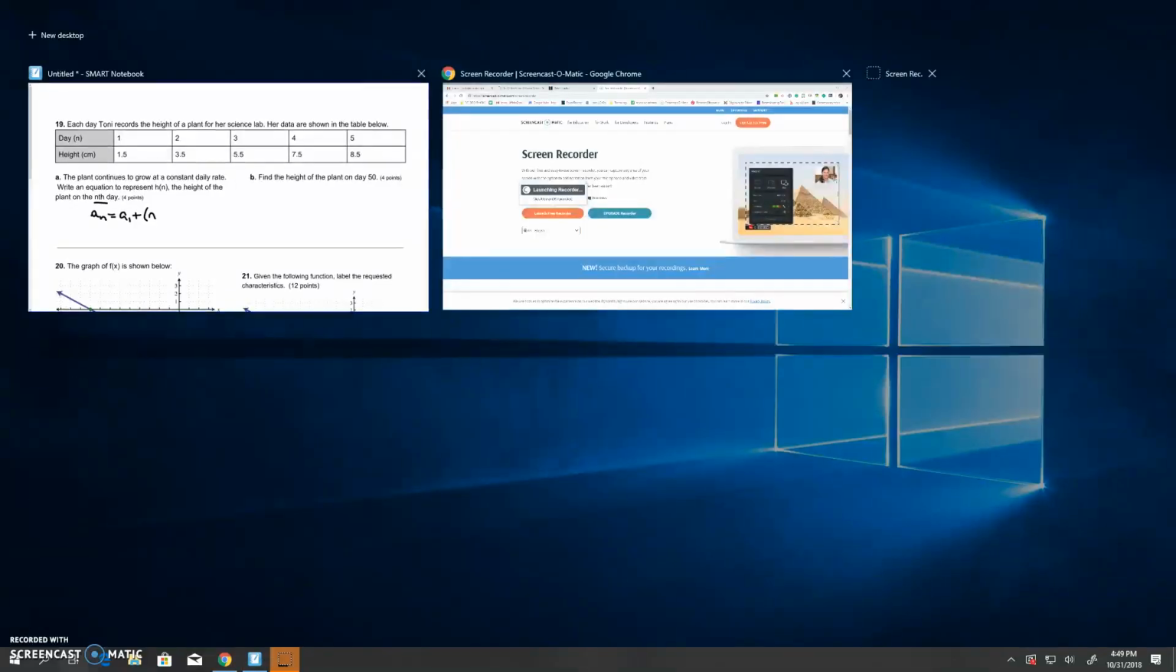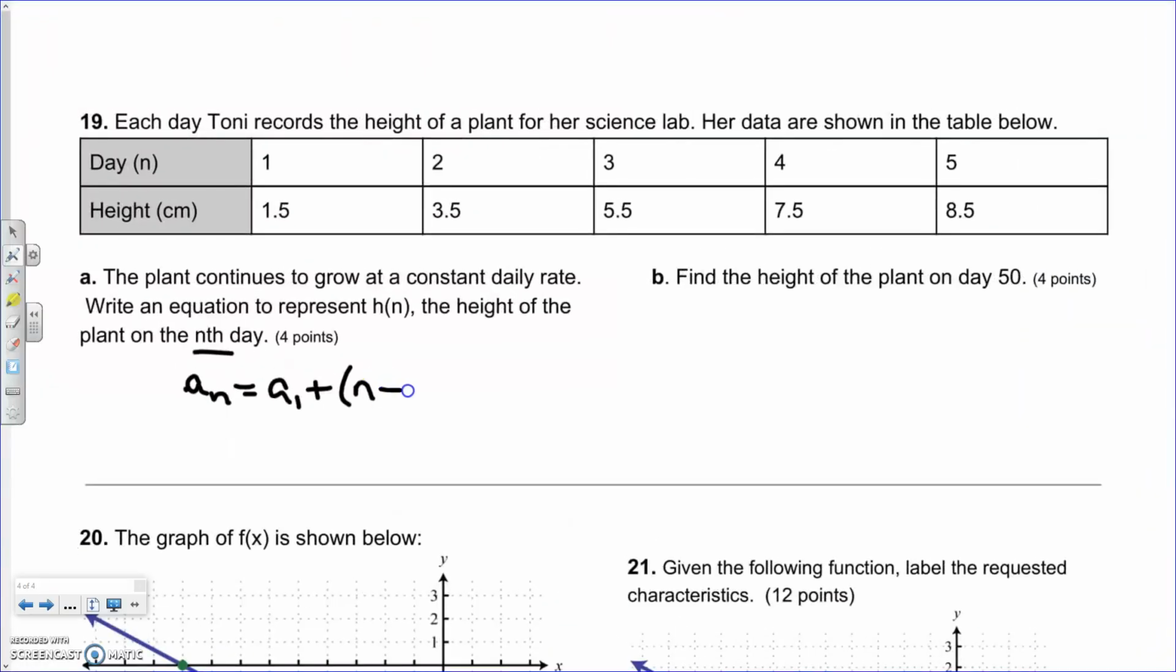N minus 1 times the common difference, which is d. And I know the formula doesn't put parentheses around the d. Some of your teachers may have shown you to put the d in front of n minus 1. I like to leave it on the end just because that's how the formula is written. But I put parentheses around it so my students know to multiply it.